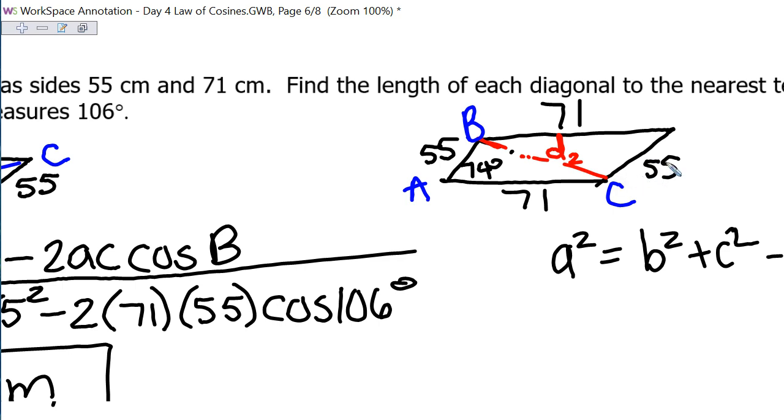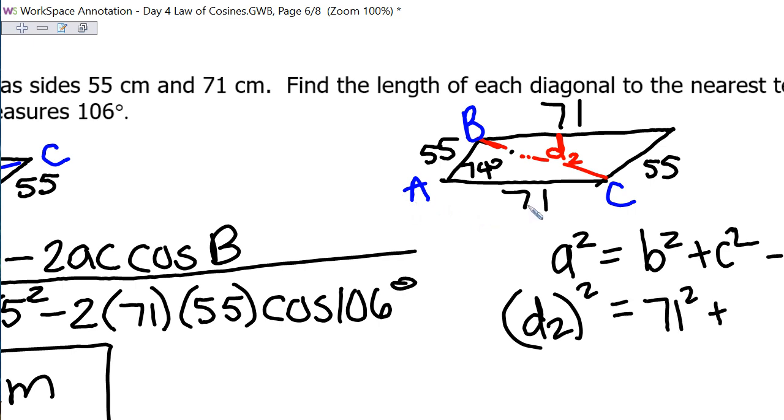Okay, I want you to find that second diagonal. 76.9. So we are solving for D2, so that should be D2 squared equals B is 71 squared plus C is 55 squared minus 2 times 71 times 55 times the cosine of angle A, which is 74 degrees. The inverse of squaring would be square root it.